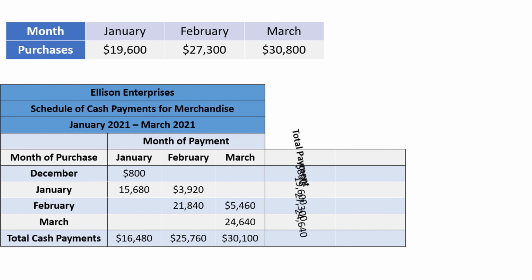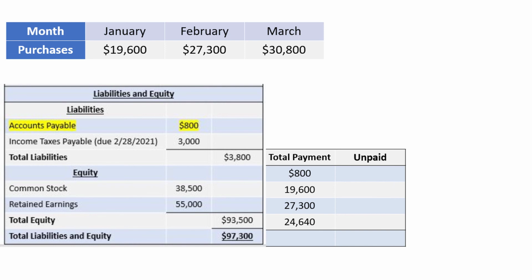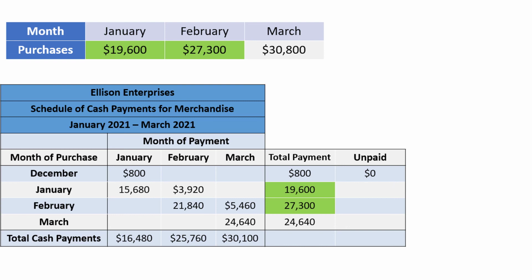Again, we have the total column, but this time it is for the total payments for each month. Adding up the rows, I calculated the total payments for December to be $800, January are $19,600, etc. We want to know the unpaid portion of each purchase. You may remember that the $800 payment relates to the beginning accounts payable balance from the December purchases, so there isn't anything left to pay. This transaction cleared out the beginning accounts payable balance. We see that the January and February payments match the purchase amount. The total amount purchased has been paid, so there is $0 unpaid for each of those 2 months.